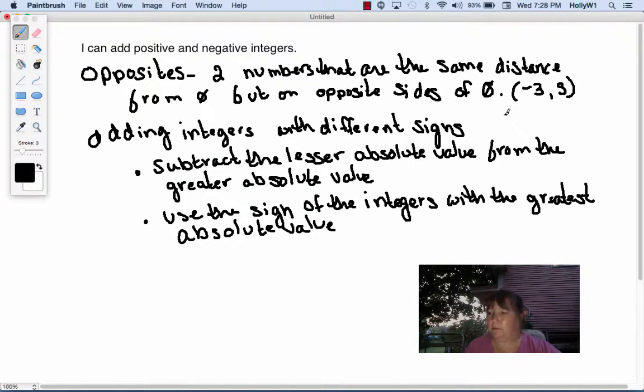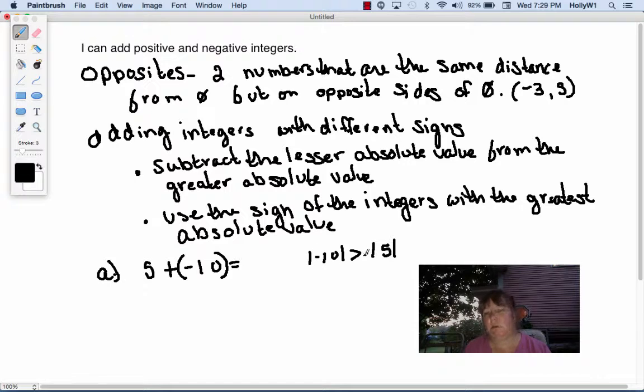So let's use an example. I'm going to take example A. We're going to say 5 plus a -10. Remember, we'll put parentheses around there so we don't get confused by that positive and negative next to each other. The absolute value of -10 is greater than the absolute value of 5, because 10 is greater than 5. So we take 10 and subtract 5, and we end up with 5.